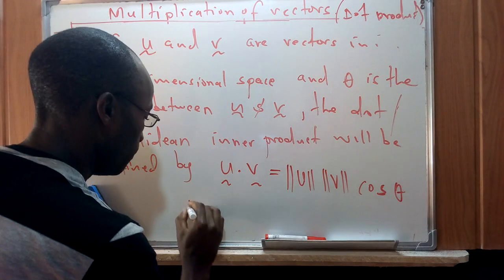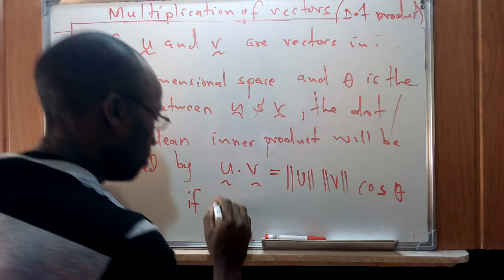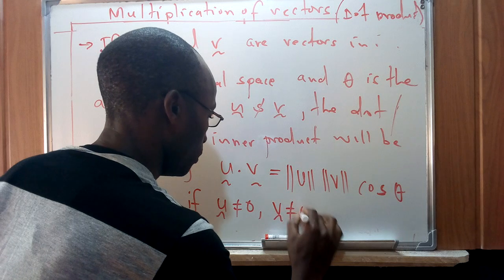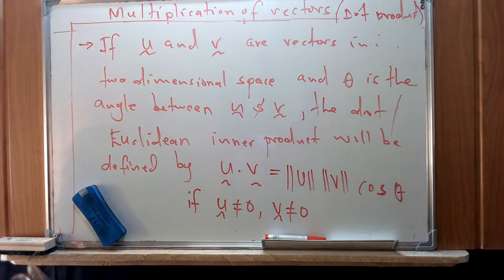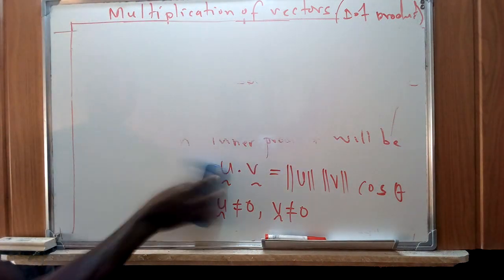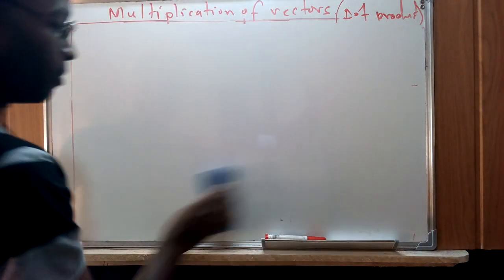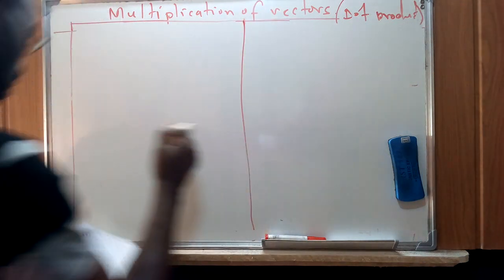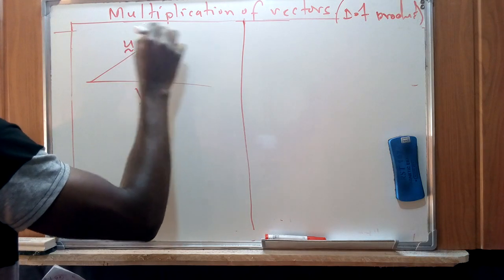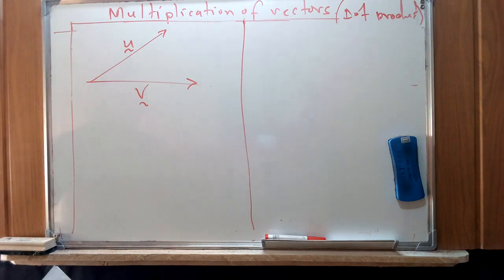Now this condition holds if vector U is not equal to 0 and vector V is not equal to 0, since from basic mathematics we know that a number multiplied by 0 is going to be 0. So this can be visually represented using this particular figure. This is vector U, this is vector V, and the angle between them, as we said, is an angle theta.